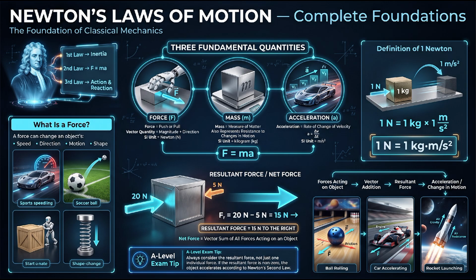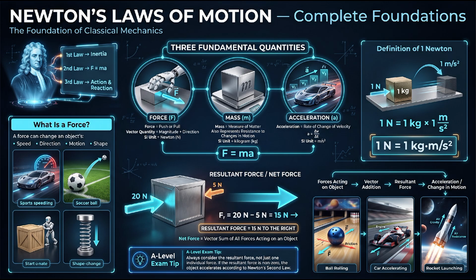Mass is a measure of the amount of matter in an object, but in Newtonian mechanics it is also important because mass represents an object's resistance to changes in its motion. This resistance is related to inertia. An object with a large mass is generally more difficult to accelerate or slow down than an object with a small mass. For example, it is much easier to push an empty box than a heavily loaded box. The SI unit of mass is the kilogram, represented by kg.